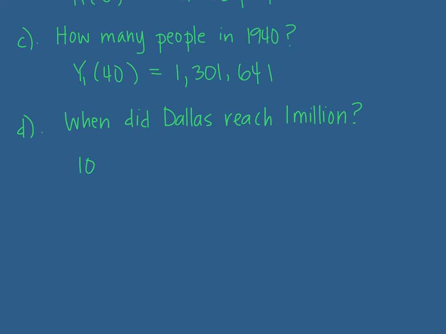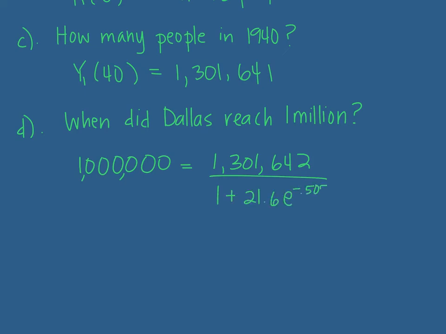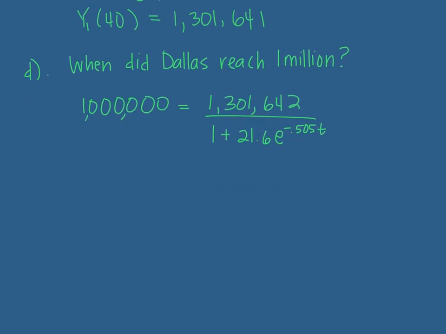So we're going to take 1 million, and we're going to put it equal to the Dallas equation, which is 1,301,642 over 1 plus 21.6e to the negative 0.505t. This is why I had you practicing this in your homework yesterday. Okay, I have total confidence in you. You guys can solve this problem. Even though it looks crazy scary, I know you can do it.